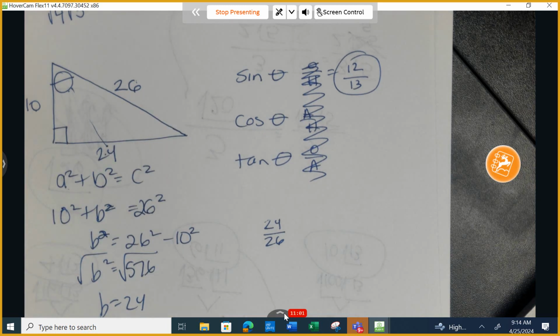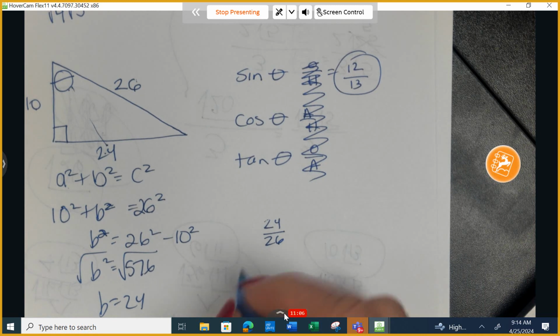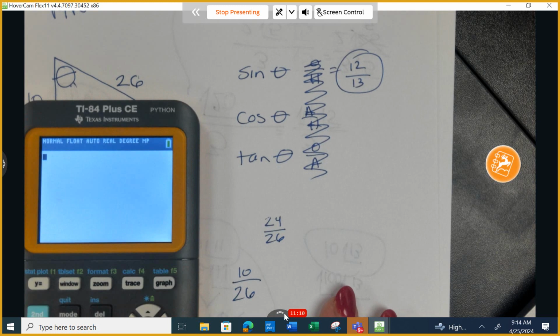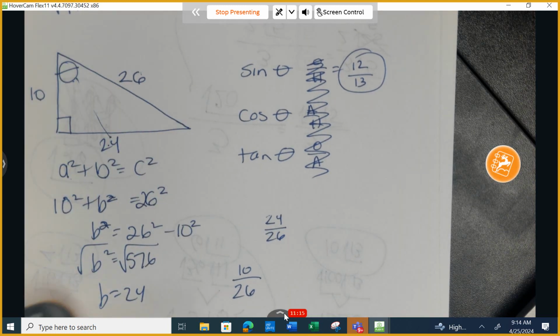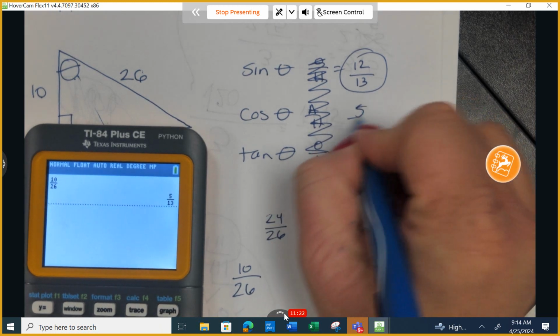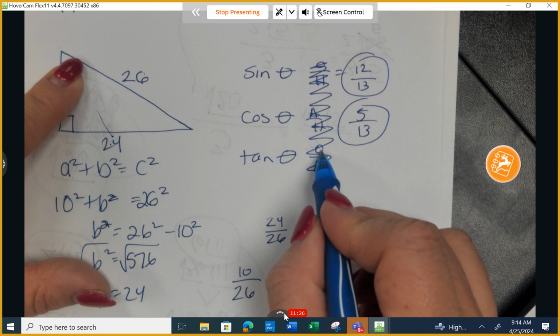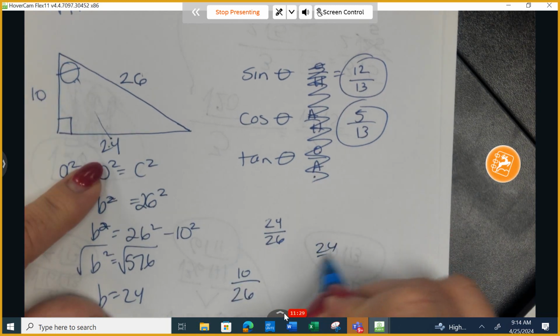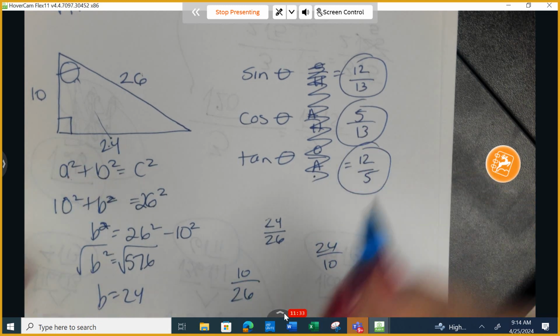Okay, Manny, please tell me how to do the cosine. Cosine of this angle. How did you choose 10? You're right. How did you choose it? Adjacent. Remember, adjacent helps create the angle, but it can never be the longest side or the hypotenuse. And then again, maybe for some of you, you feel more comfortable simplifying on a calculator. We can see this simplifies to 5 over 13. Finally, tangent is going to be opposite over adjacent. 24 over 10. Again, you plug into your calculator and you get 12 over 5.